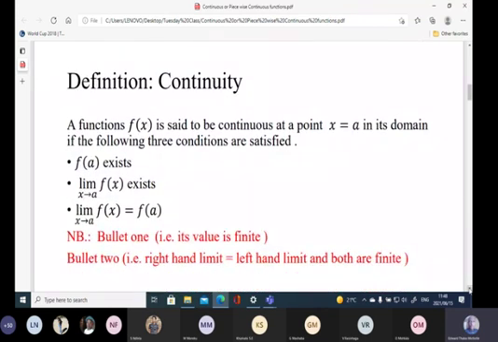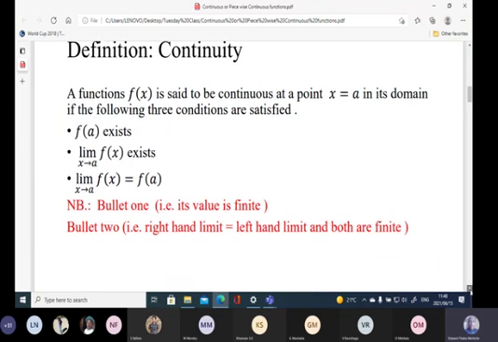Okay, so now, in the previous class, we discussed what is continuity. A function f(x) is said to be continuous at the point x equals a in its domain if the following three conditions are satisfied. The first condition is that f(a) must exist, and the limit as x approaches a of f(x) exists, and the first and the second must be equal. If they are equal, then we conclude that f(x) is continuous at a given point. Okay.